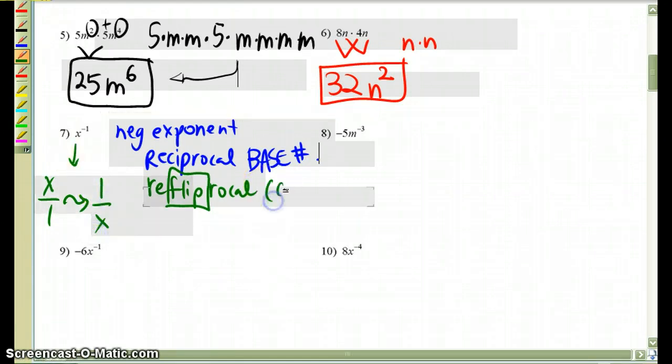And this is a word created by Cooper. Hi, Cooper. That's our shout out to Cooper. He created that word for us to help us remember.